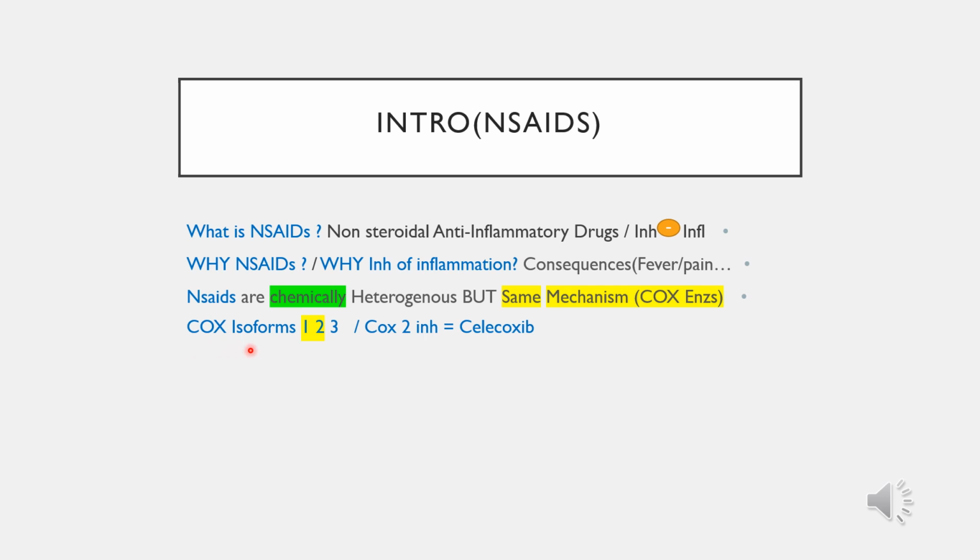There are at least 3 recognized COX isoforms, with the inhibition of COX-1 and COX-2 being clinically relevant. Most NSAIDs are non-selective in inhibiting varying degrees of COX-1 and COX-2 enzymes. However, many newer NSAIDs predominantly inhibit COX-2, and they are called selective COX-2 inhibitors. The only commercially available COX-2 inhibitor is celecoxib.